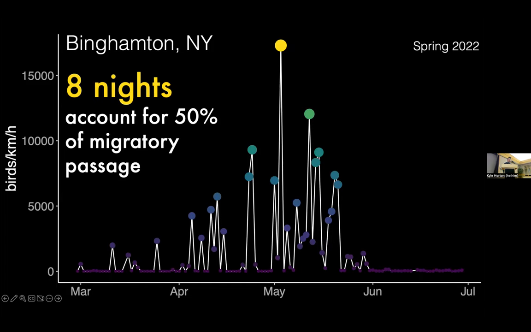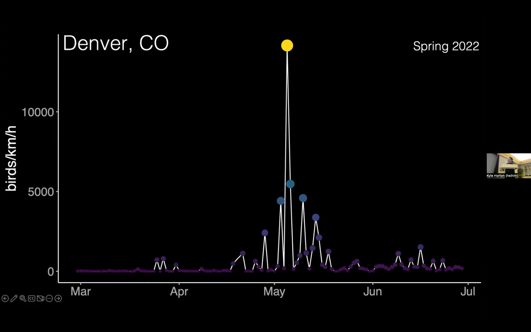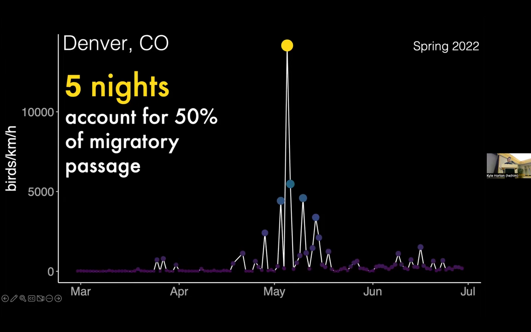To go to the Denver radar, again, get whatever this night must, you know, maybe that was really great birding or all the birds left that night, we don't know. But nonetheless, a lot of birds are flying. It took 5 nights for 50% of the birds to pass through over the Denver radar. Okay, so this is for 3 stations for 1 spring season.